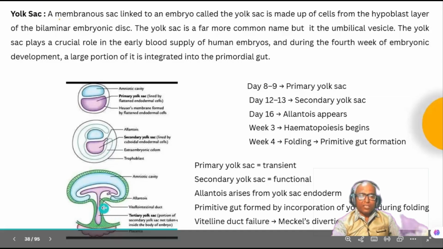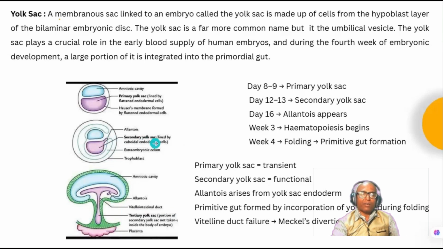This yolk sac is connected to the developing primitive gut through a duct called the vitelline duct, or vitello-intestinal duct. All these are SBAs for you. The allantois is also a projection from this secondary yolk sac. This is also an SBA.